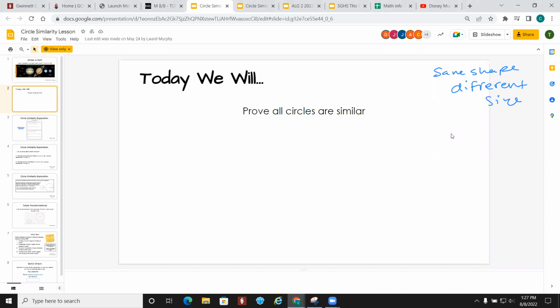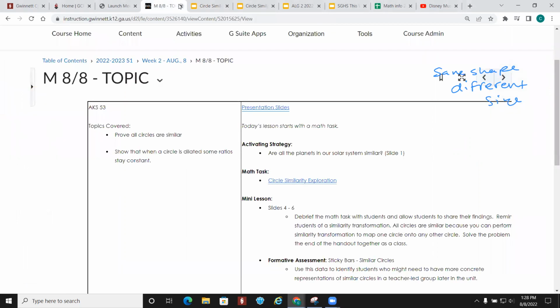As a side note, to take good notes, I would date your notes. I would say like 8-8 in the top right-hand corner. What's the AKS number? Just write prove all circles are similar. Actually, the AKS number is 53.